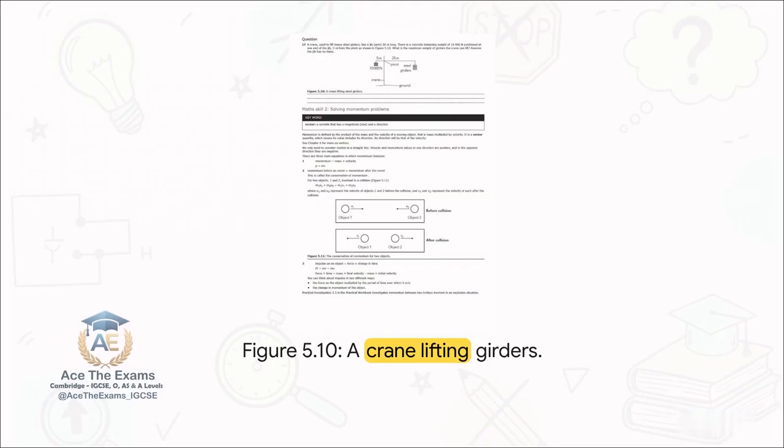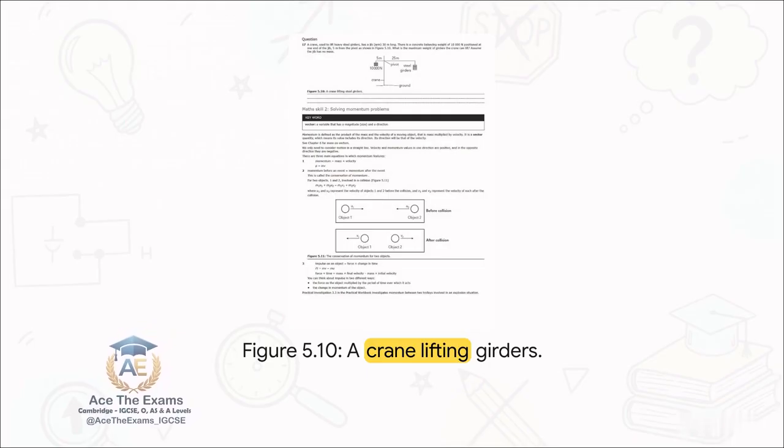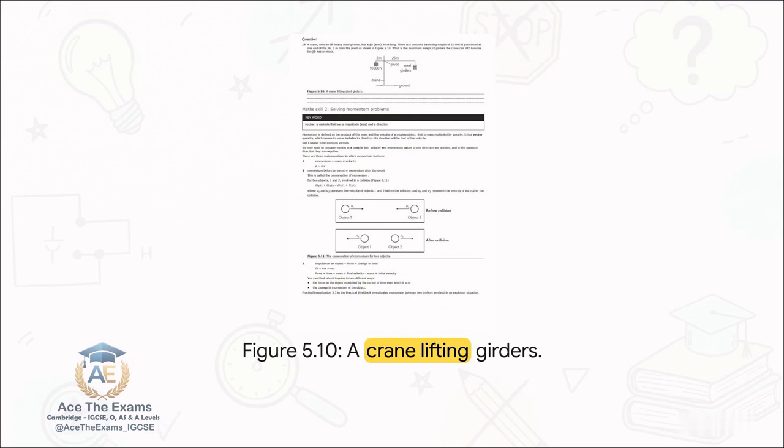Because our framework doesn't just protect you in momentum questions, it saves you in equilibrium curveballs too. Take a look at this moments in equilibrium scenario. We have a crane lifting heavy steel girders. It has a jib arm that is 30 meters long in total, and the problem tells us to assume the jib itself has no mass.